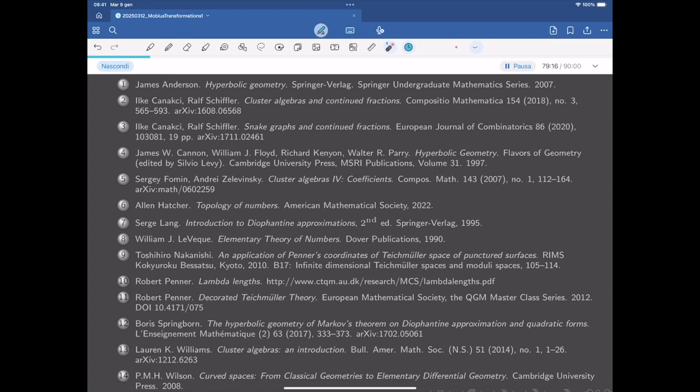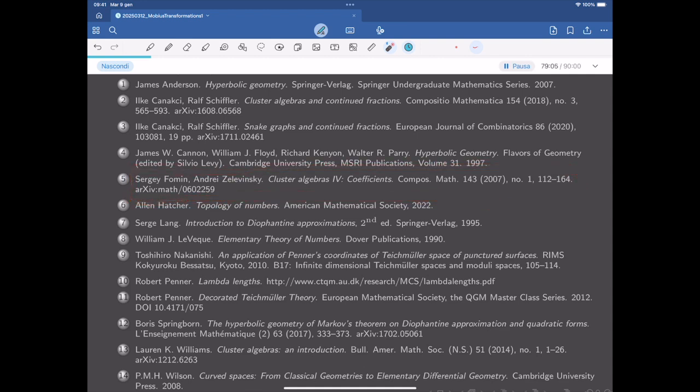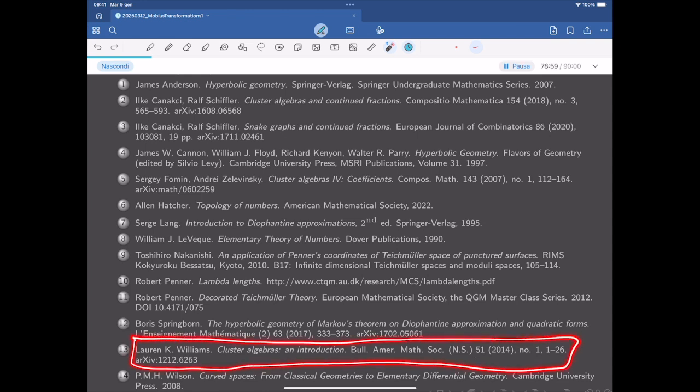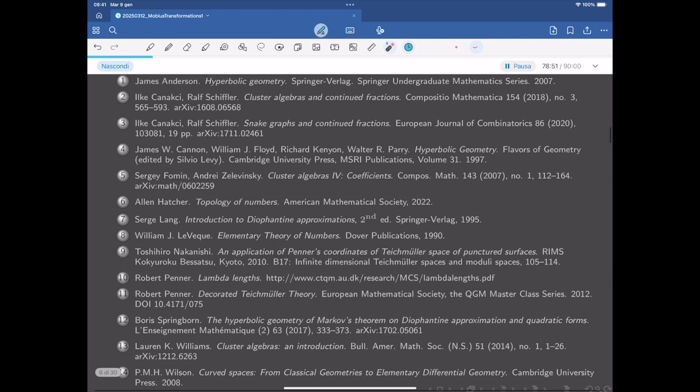Yeah. And then for cluster algebras, this is the one that has all the information, although I would say it's a kind of dense paper. So for an introduction, I would probably just go to Lauren Williams's survey. Yeah, and time permitting.